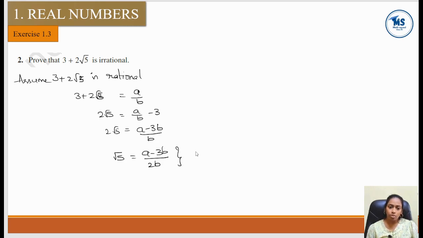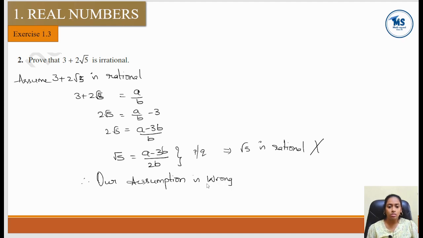This is in the form of p by q, right? If any number is written in the form of p by q, then it is a rational number. So what we got here, root 5 is rational, which is not true. Therefore, our assumption is wrong, and 3 plus 2 root 5 is irrational.